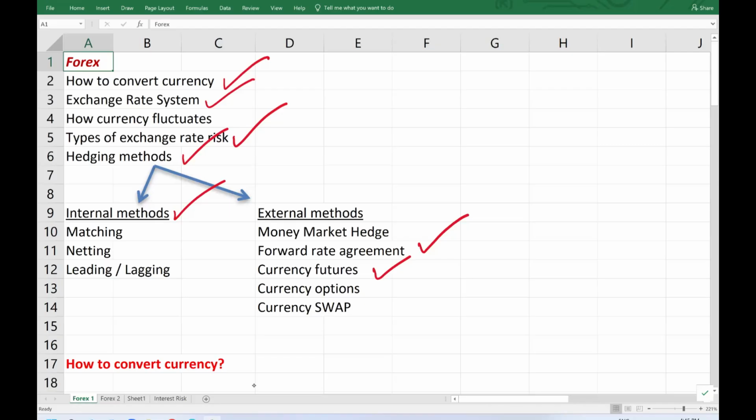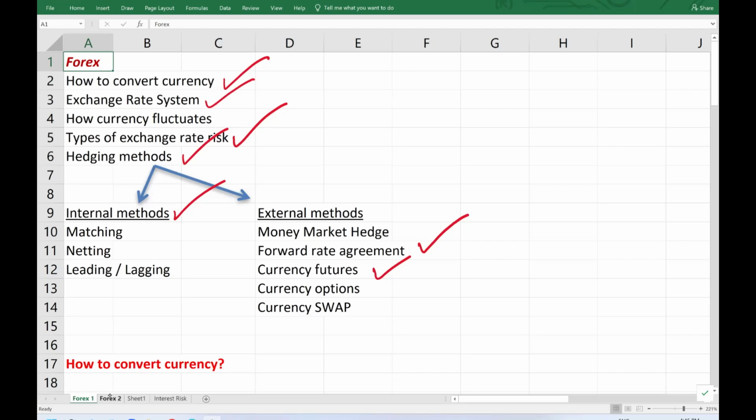So a forward rate agreement and a currency future are similar. The FRA, as we discussed before, is an agreement you make with just one bank. But a currency future is an agreement you make with the forex exchange. What's the difference between these two? We have to understand this.